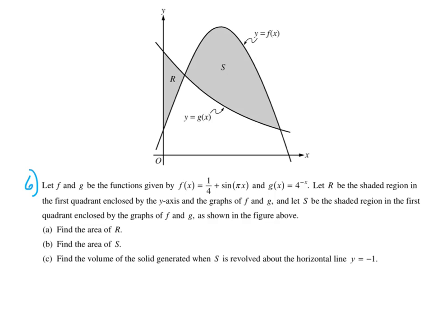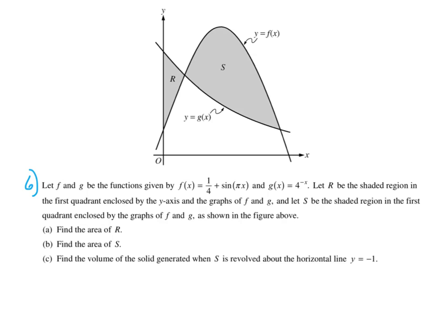Okay, so this is part A, B, and C of an actual AP free response question. So you can see here that we have f and g, and f of x is 1/4 plus sine pi x, and g of x is 4 to the negative x. And R is the shaded region in the first quadrant enclosed by the y-axis and the graphs of f and g, and S is the shaded region in the first quadrant enclosed by f and g.